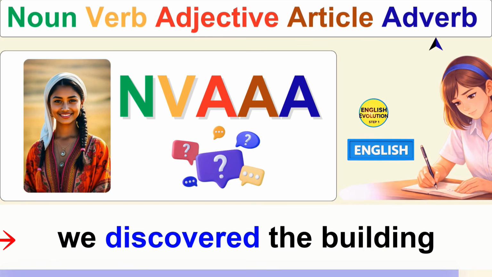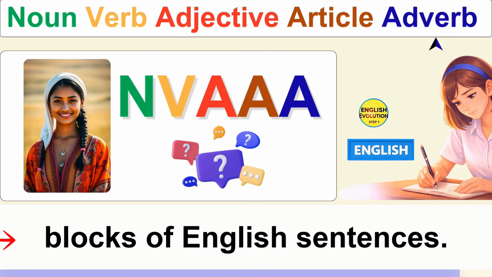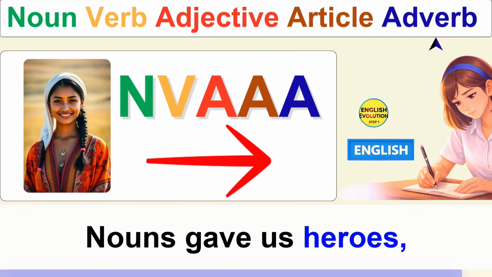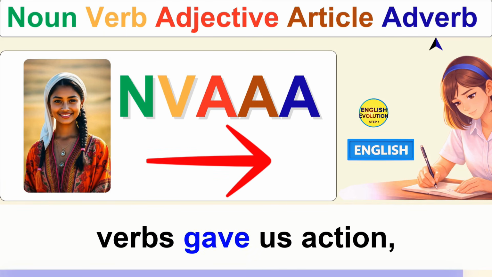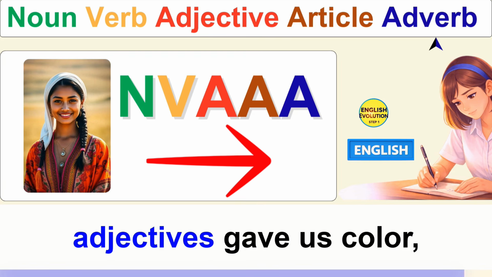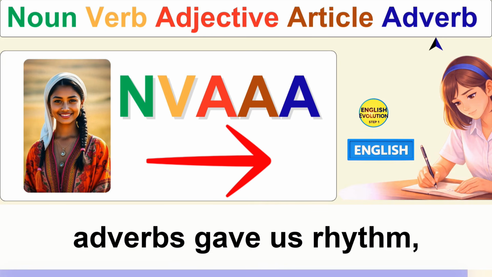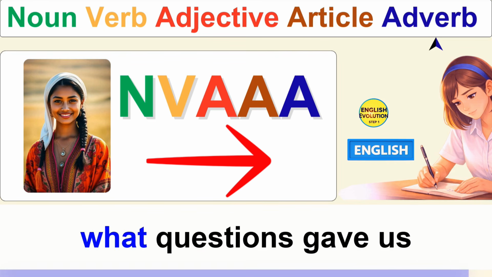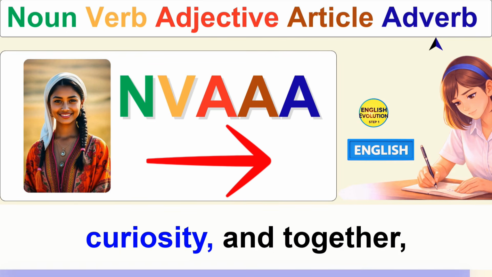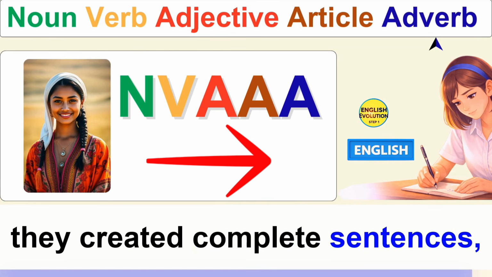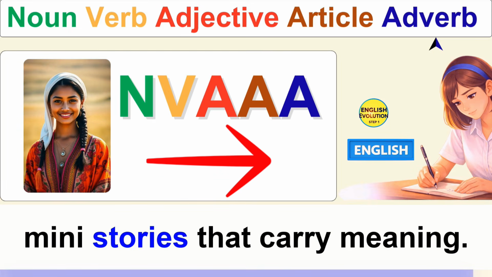Today, we discovered the building blocks of English sentences. Nouns gave us heroes. Verbs gave us action. Adjectives gave us color. Articles gave us focus. Adverbs gave us rhythm. WH questions gave us curiosity. And together, they created complete sentences, mini stories that carry meaning.